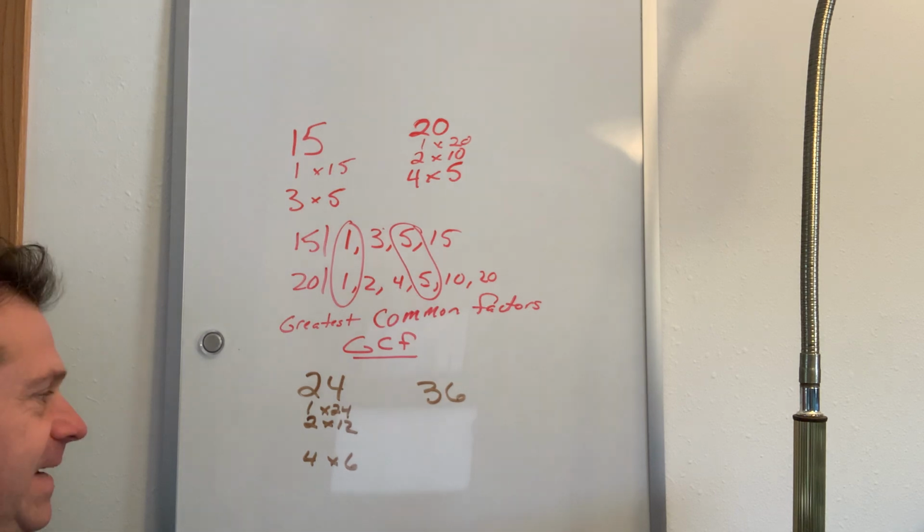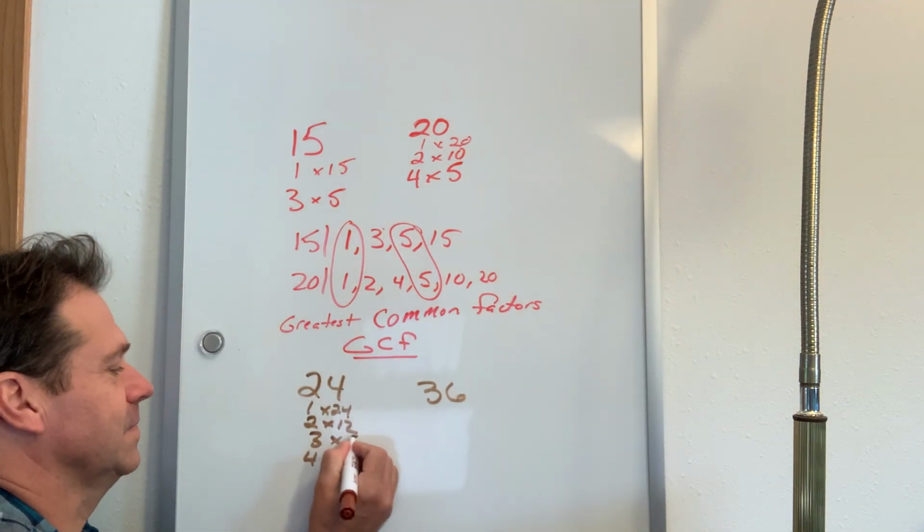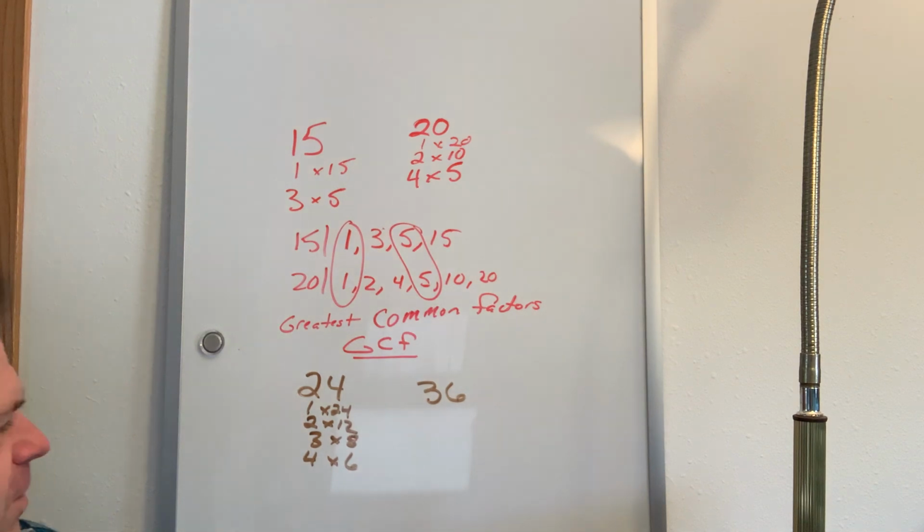8 times 3. Got it. I think I have one more factor pair. Yes, I think so. Got it. Chatty? 3 times 8. Oh, we got 3 times 8. There's one more. Can you figure? Can you see it?